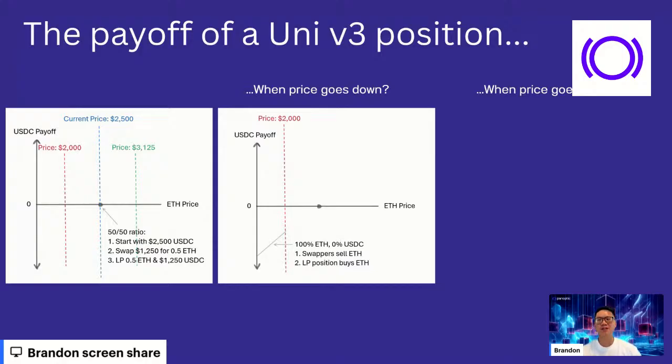Selling ETH pushes the price of ETH down. Your LP position is buying up the ETH, and so now you're totally just composed of ETH. Now, if you notice, the slope of this payoff line is -1. It's just a flat line that goes down and to the left.